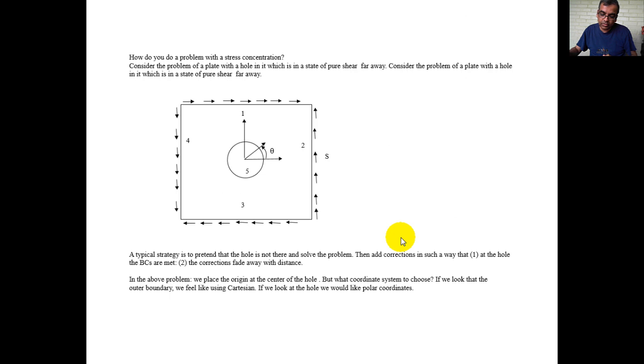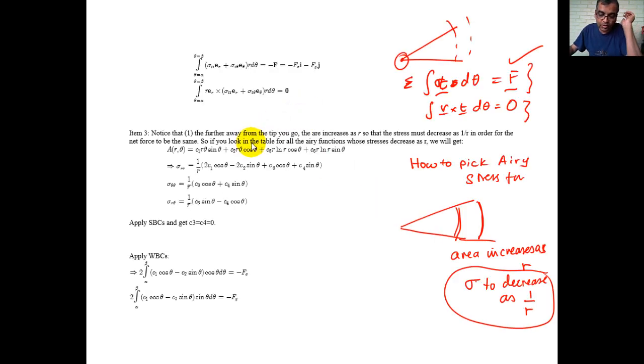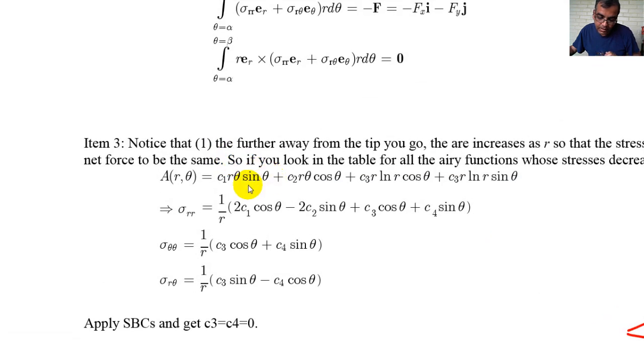Okay, so what are we going to do? We are going to say, there, r theta sine theta, r theta cos theta, or log r cos theta, or log r sine theta. Those are the 4 things we are going to pick. Then we look up the table and look up the corresponding sigma rr, sigma theta theta, sigma r theta. That's all. I mean, how much easier can you get? How many constants do we have? You can see that there are 4 constants, and we have to figure out the 4 constants.